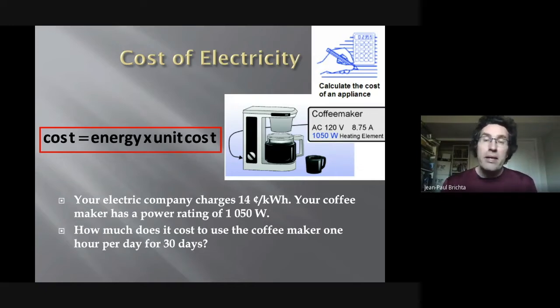Okay, so that means that the time that we're going to use the coffee maker, we need that in hours, right? For the kilowatt hour unit, you need to know your time in hours. So 1 hour per day for 30 days, that's going to be 30 hours. So when all is said and done, the energy for this one is going to be 1.050 kilowatts multiplied by 30 hours. Okay, that'll be the number of kilowatt hours. And then if you multiply that by 14 cents per kilowatt hour, you get your answer of $4.41.